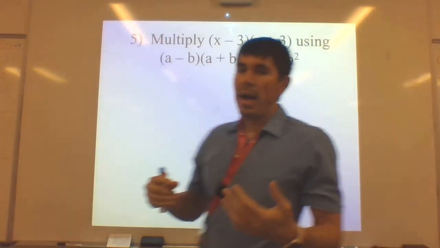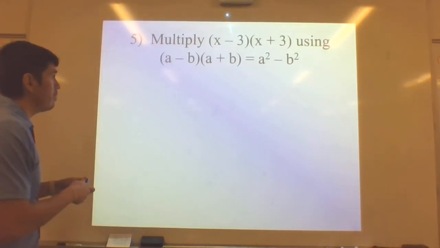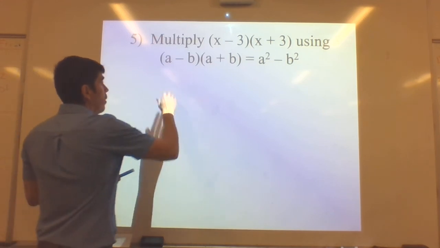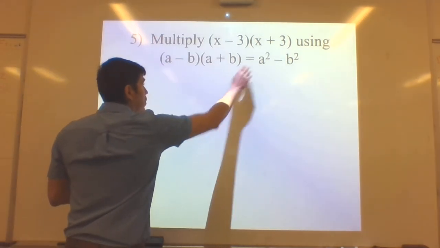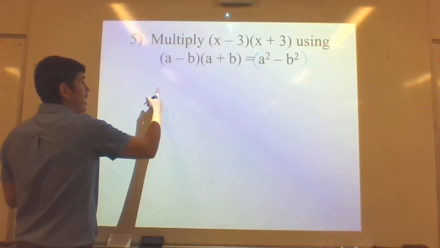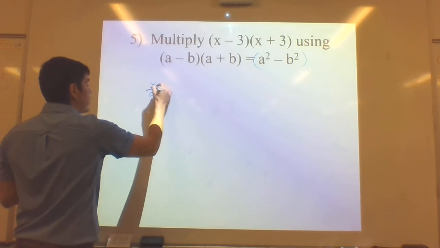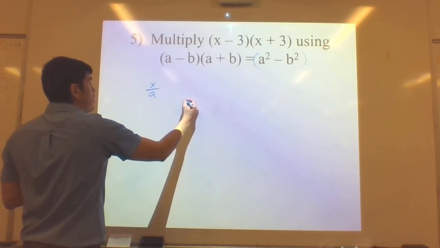So now we're going to use the pattern here. Instead of using the box method or the FOIL, we're going to use the pattern. So the pattern is, again, identifying your A and your B, and then putting it in over here. That's what we're trying to do. So what's my A in this case? My A is going to be my x. What's going to be my B? My B is going to be 3.